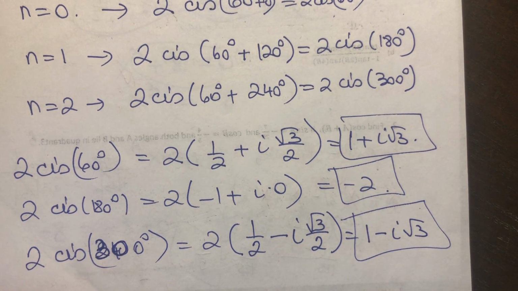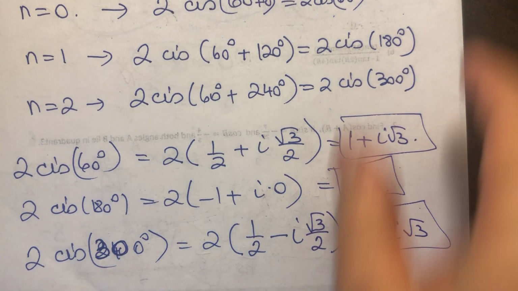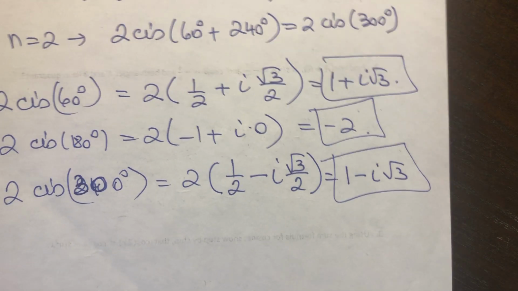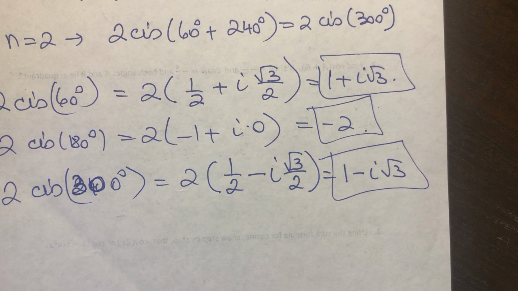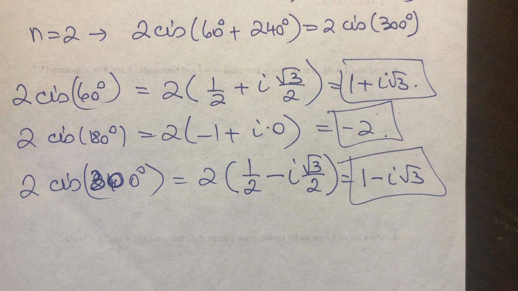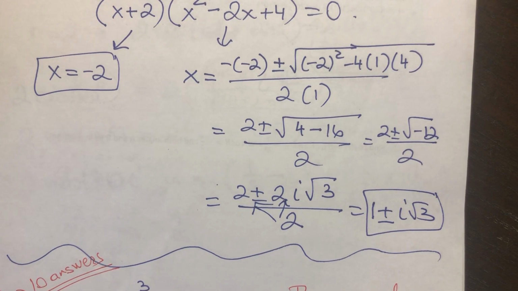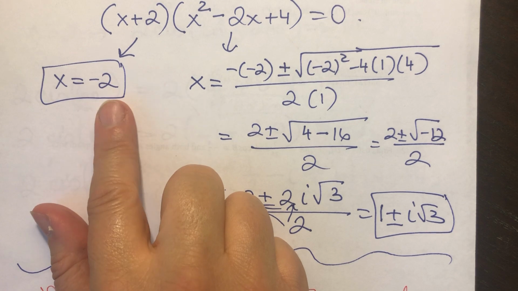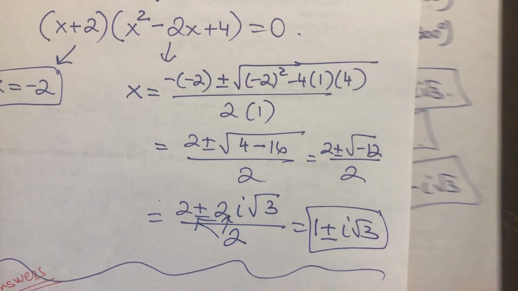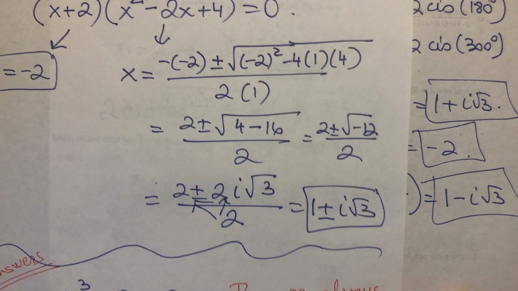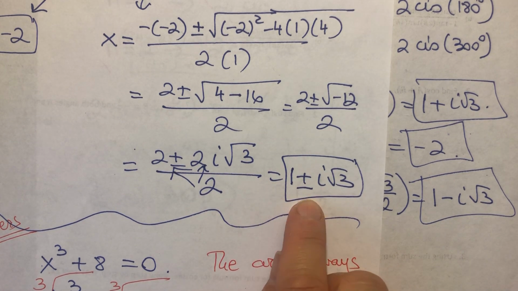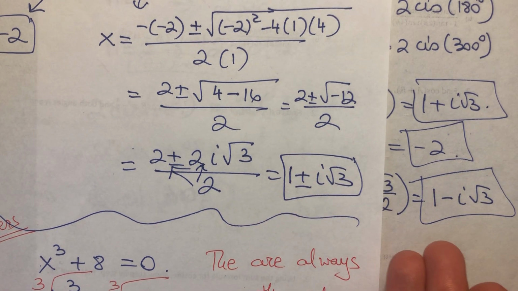Now, what I really want to do is go back and compare. Oh, there it is. So here are the answers that we got using the trigonometric form of the number -8. And here are the answers that we got. -2, yes, was one of them. And what are the other two? 1 plus i square root of 3 and 1 minus i square root of 3.